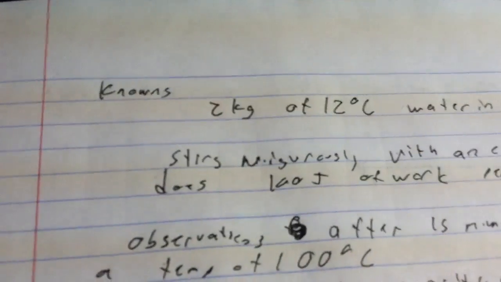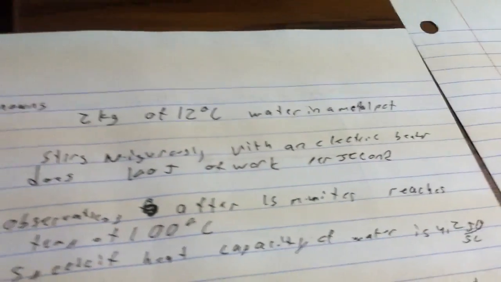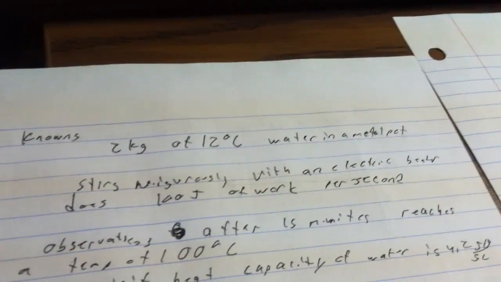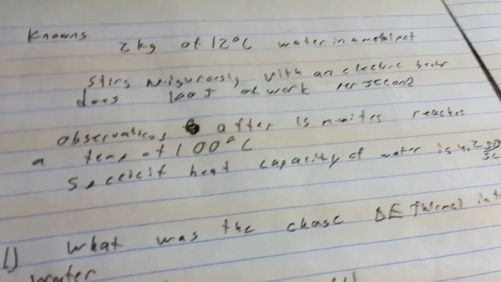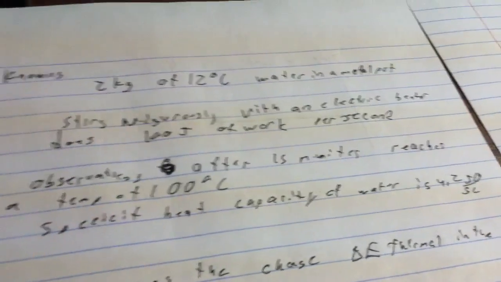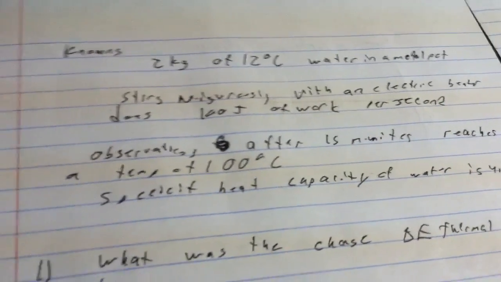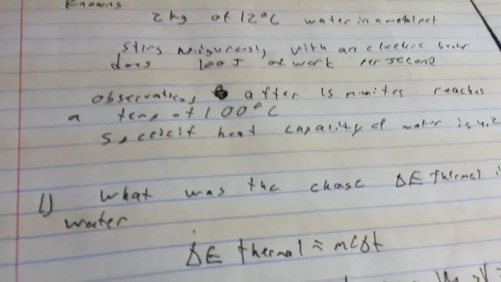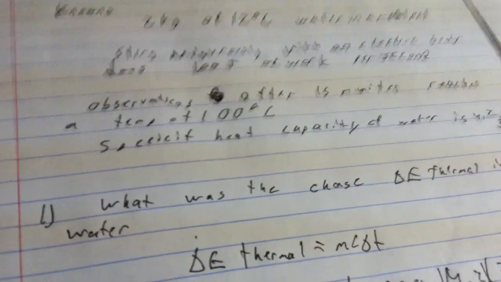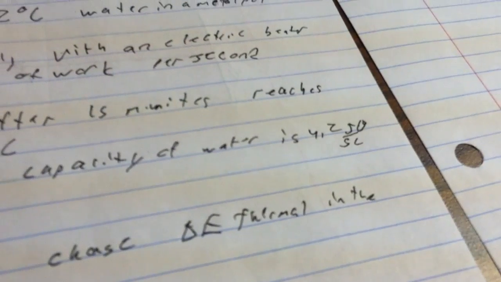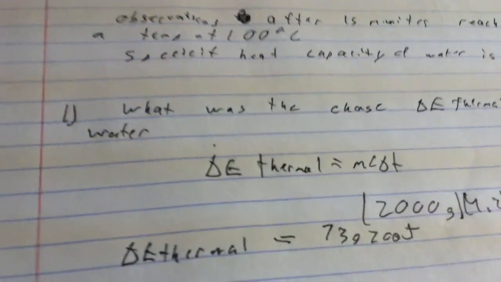I started this problem off by finding my knowns. My first knowns were that the 2 kilograms of 12 degrees Celsius water is in a metal pot, and then that is stirred vigorously with an electric beater for 100 joules of work per second. Then I found the observation that after 15 minutes the water reaches a temperature of 100 degrees Celsius, and that the specific heat capacity of water is 4.2 joules per gram times Celsius.